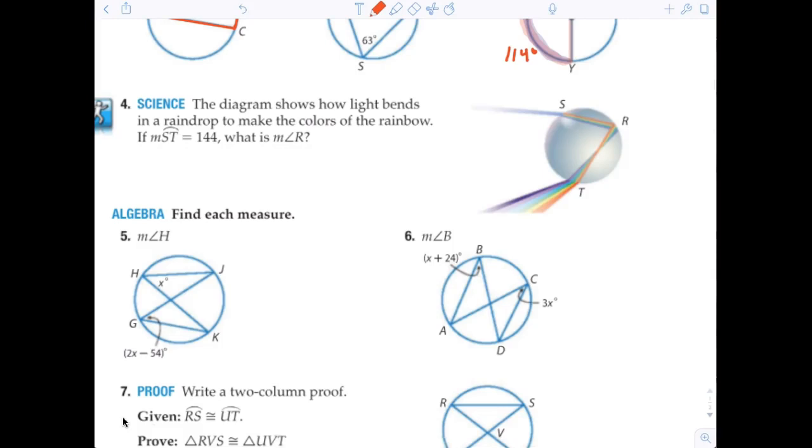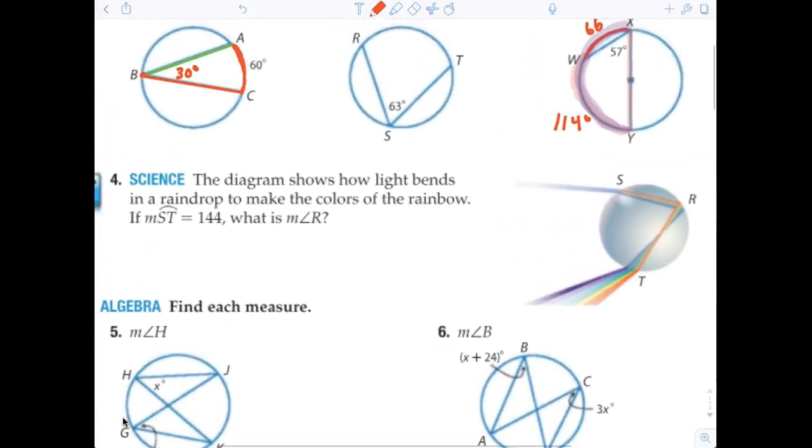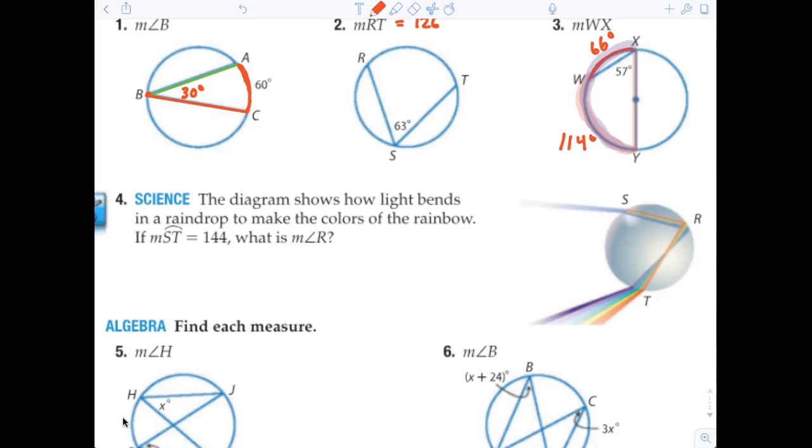Now it says, the diagram shows how light bends in a raindrop to make the colors of the rainbow. If arc ST is equal to 144, then angle R would be what? 72. Now, what's interesting enough is on these right here, take a look, because something is going to be kind of similar. All right? Look here.